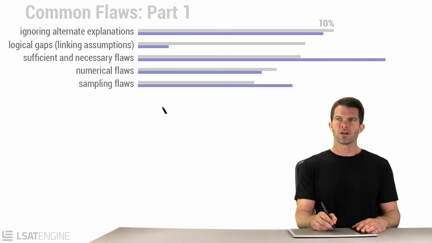And so you can use the comparison from old to new to kind of see the trending direction of these categories. Now we're just going to focus on 5 types of flaw at a time, and in this first video we're going to focus on the 5 most common categories of flaw.